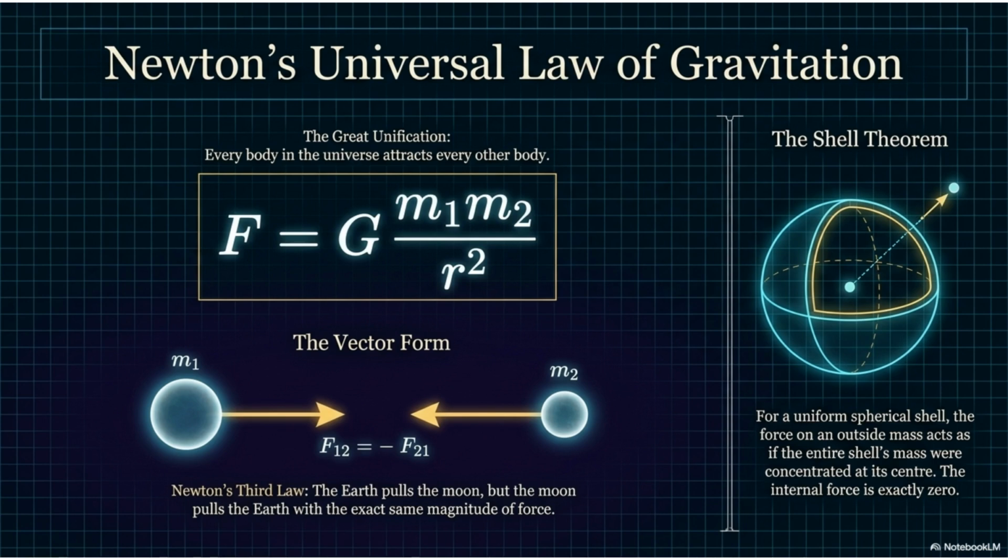Newton's law of universal gravitation unified terrestrial and celestial mechanics. He proposed that every body in the universe attracts every other body, a force proportional to their masses and inversely proportional to the square of the distance between them.